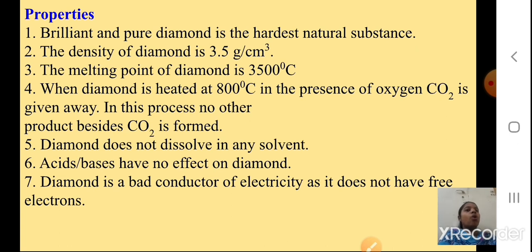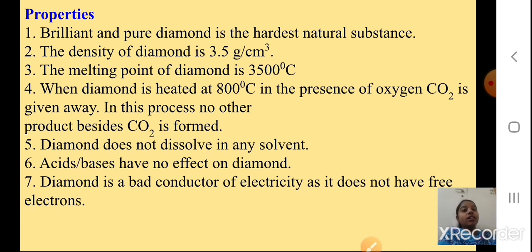Diamond does not dissolve in any solvent. It does not dissolve in water also. You know, water is called a universal solvent, but diamond does not dissolve in water. Acids or bases have no effect on diamonds. So we use it as jewelry, because none of the acids, water or bases react with diamonds. Diamond is a bad conductor. Again, one more reason to use it as jewelry.